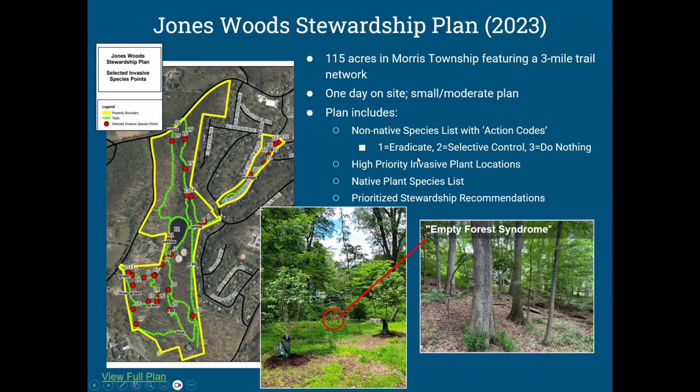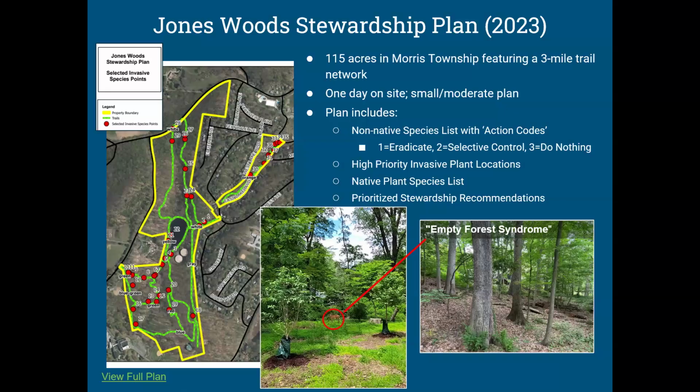High priority invasive species locations, so I did take points whenever I saw them. I gave them a native plant list. Again, as I'm cruising around taking notes on ten things at once, it's not a complete native list, but it gives you some sense of what's there. That could be added to, like an iNaturalist thing. And then prioritized stewardship recommendations. And I take plenty of characterizing photos.